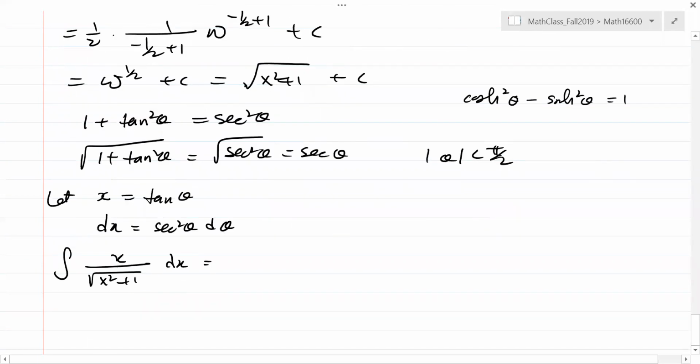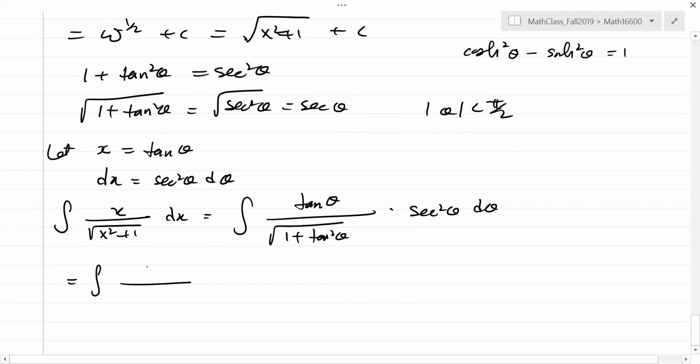Okay, let's simplify this integral. Here's tangent theta. Here's the square root of 1 plus tangent square theta. dx is secant square theta d theta. Right? Maybe we can solve the problem. So the denominator is going to be secant theta, but I also have secant square theta here, so I cancel one secant theta. I get this: tangent theta and secant theta d theta.